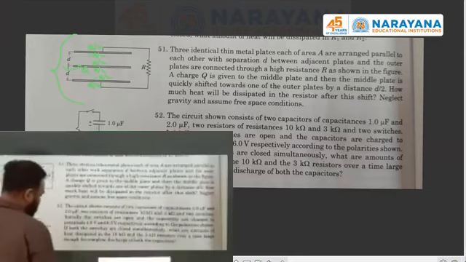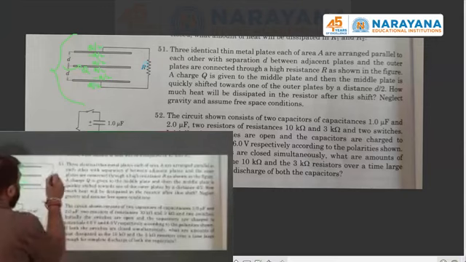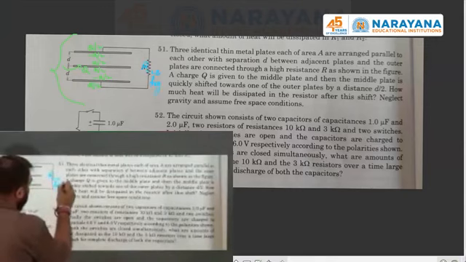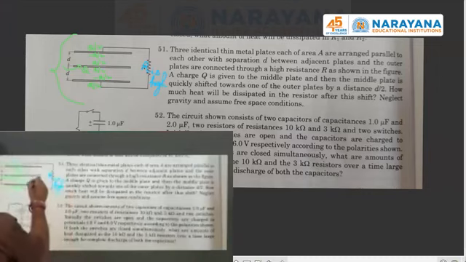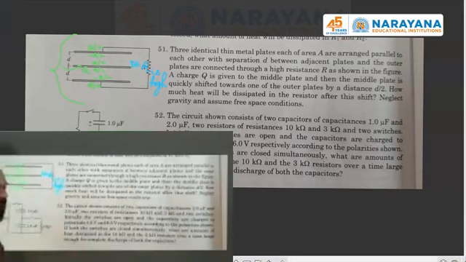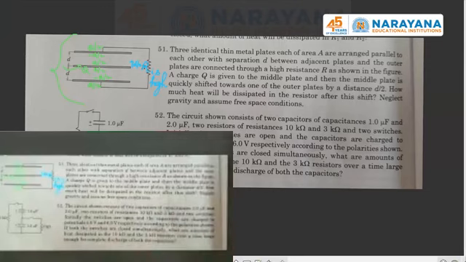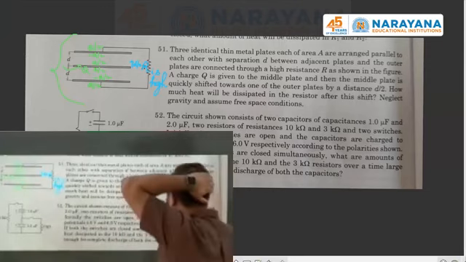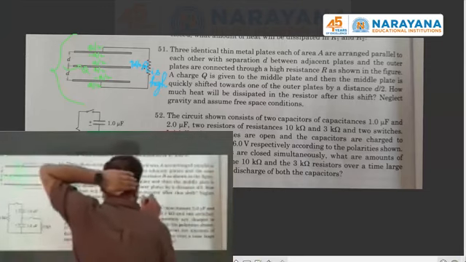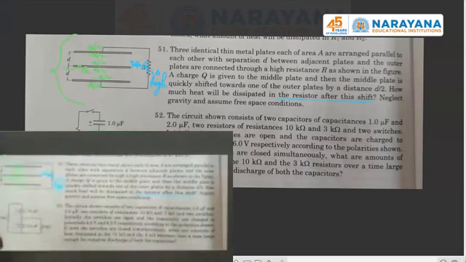Now he says that I will suddenly shift, and he has already said that this R is high. It's a high resistance. In presence of this high resistance, an external agent suddenly shifts this middle plate by a distance of d by 2 upwards. And his question was, how much heat will be dissipated in the resistor after this shift? After the shift, right?